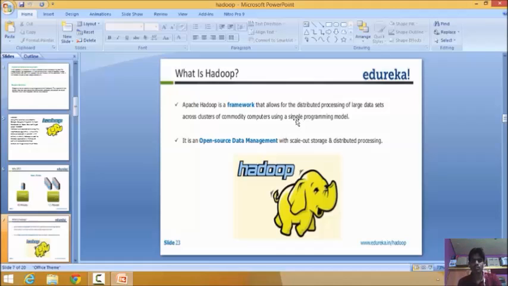It is an open source data management with scale out storage and distributed processing. See here, this is a very important point. Do you know what is scale out storage? It means that there is no limit for storage. You can store any size of data. Here the system is scalable. It means you can add any number of systems, any number of nodes for storing the data.